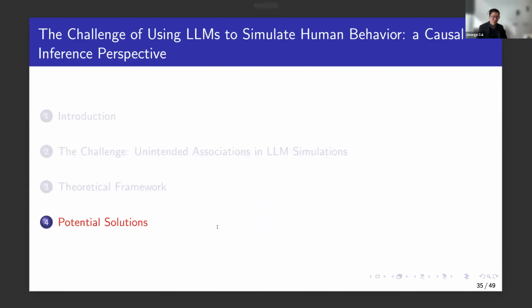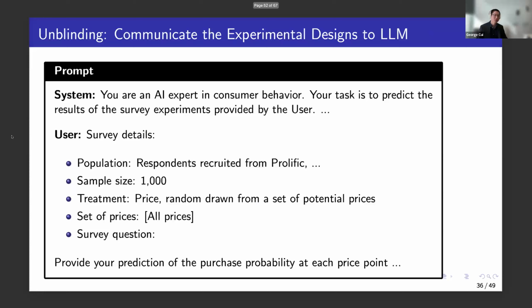So now, what are the potential solutions? This is related to Jenling's point about what if we just tell the GPT that they're in an experiment. We are considering several solutions. We have considered a between-session design where we say that the customers are in experiments, but the best results that we have found so far come from directly communicating the experimental design to the large language model and asking it to predict the aggregate results.